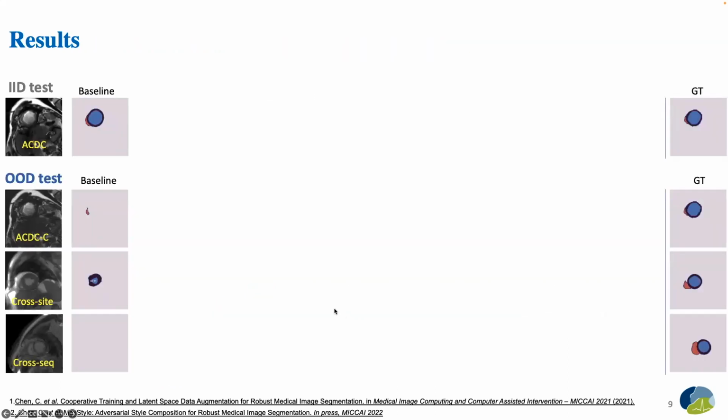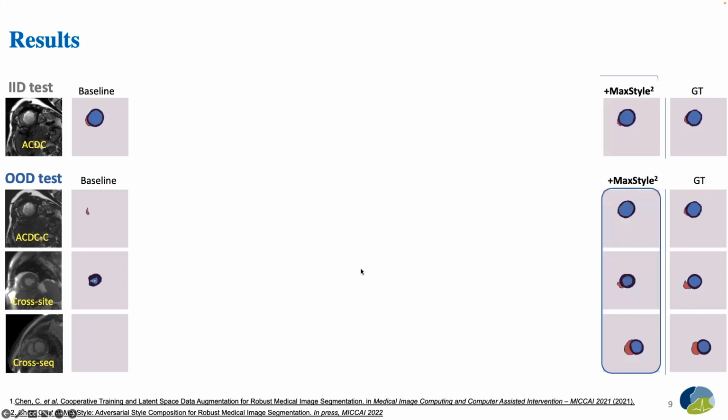Now let's look at some results. Here we perform evaluation on the intra-domain test set and 3 different out-of-domain test sets, including the corrupted ACDC-C dataset, as well as the challenging cross-set and cross-sequence datasets. As you can see, the baseline model completely fails on the out-of-domain test sets. By contrast, our method can successfully recognize and segment the cardiac structures in all 4 domains.